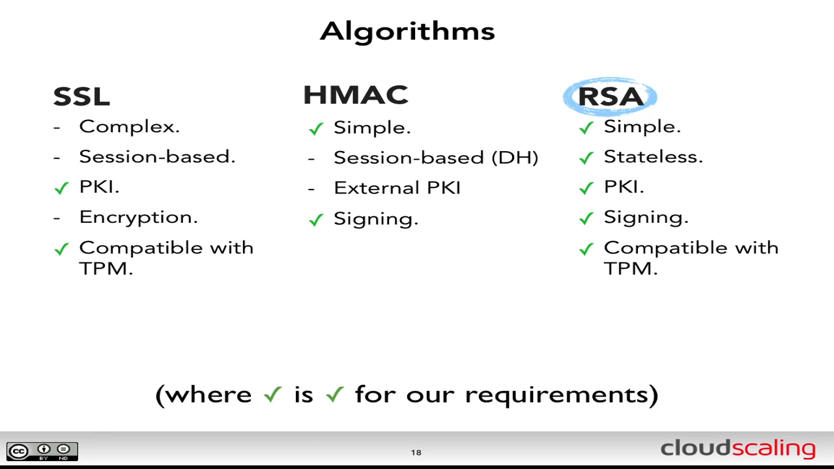So I have circled here RSA, and it's simple, it's stateless, it's PKI, message signing, which is faster than encryption. And again, it's all we need, and compatible with the TPM. So we kind of get these advantages of something that we can do of HMAC and SSL without the problems of either.